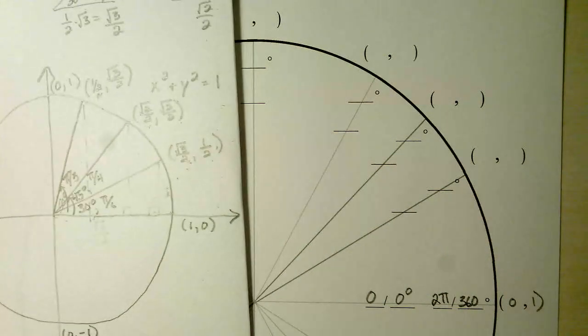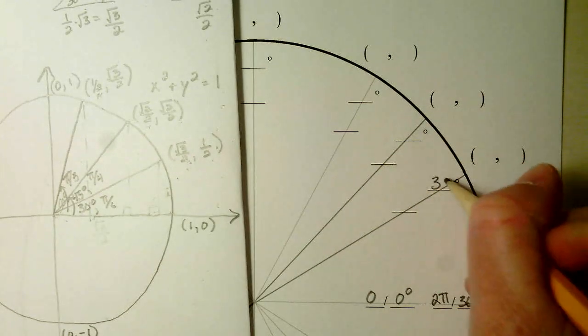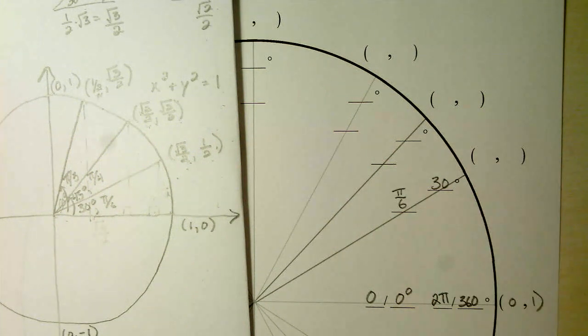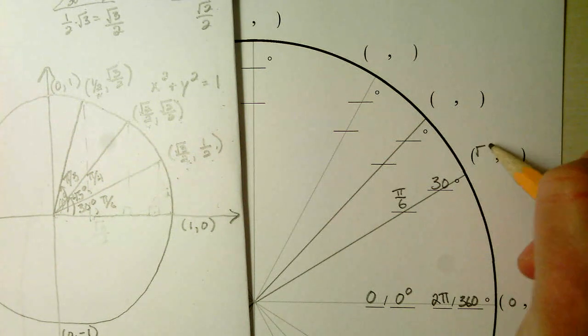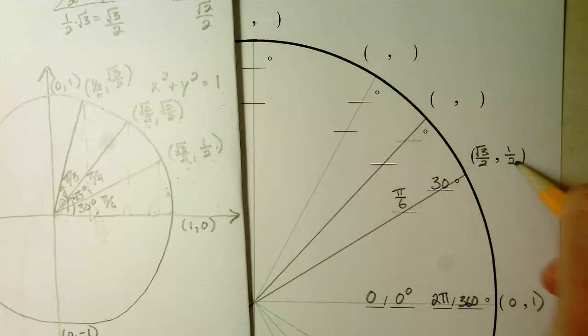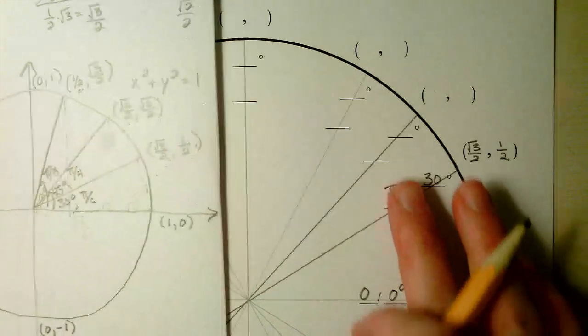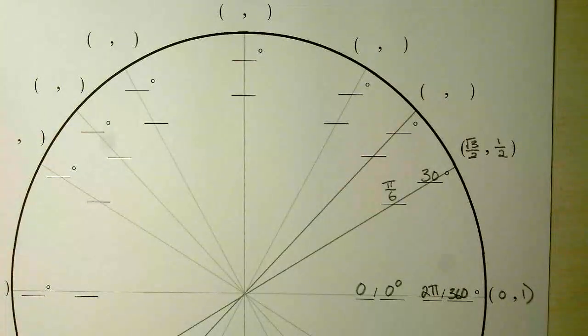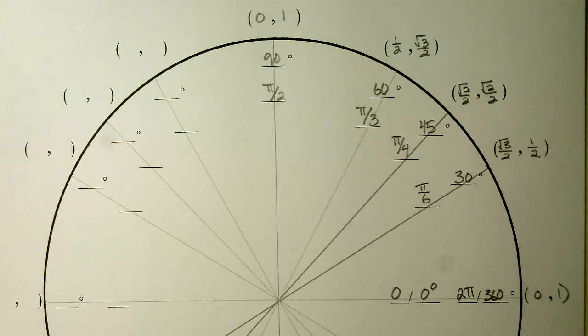Okay, so we are going to see at 30 degrees, which we also said was pi over 6, we had the point square root of 3 over 2 and 1/2. Okay, and we're just going to complete right until we get to the y-axis. So pause the video now, complete your first quadrant, and then turn the video back on when you're ready.